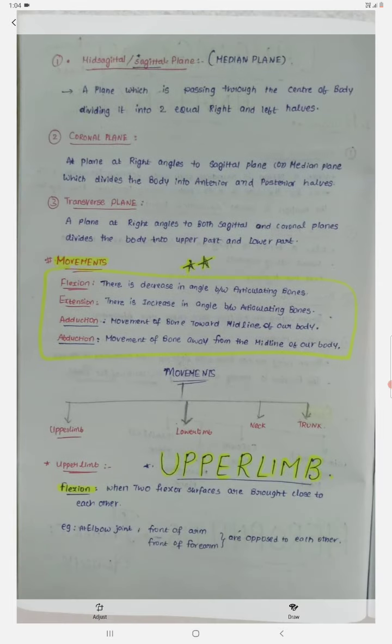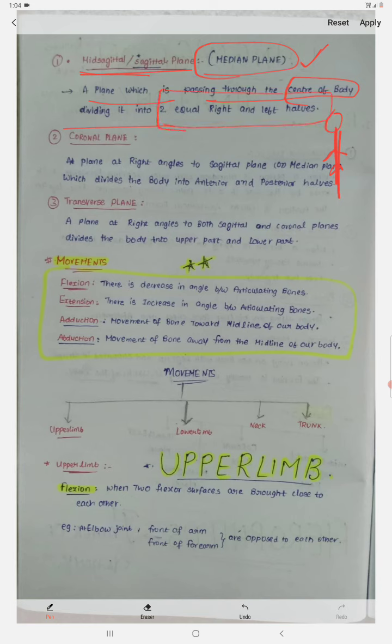So the first plane is the mid-sagittal plane. It is otherwise called the median plane, okay. Mid-sagittal plane or sagittal plane, otherwise the median plane. If the body is present like this, the middle plane is called the mid-sagittal plane. I will show diagrams for each and every one. It is a plane which is passing through the center of the body, dividing it into two equal right and left halves. Definitely if you are dividing the body into two halves, there will be a right half and a left half.